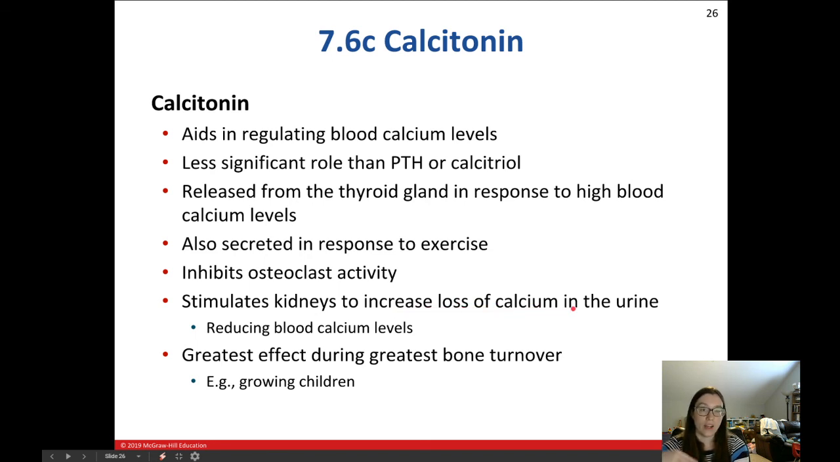And this is going to work in opposition to calcitriol and parathyroid hormone. And these work together in order to maintain that blood calcium level at its set point.